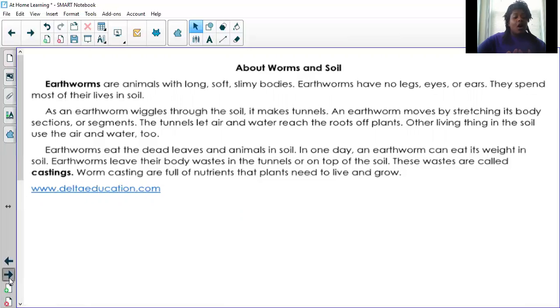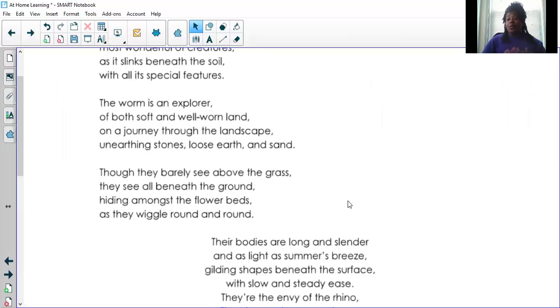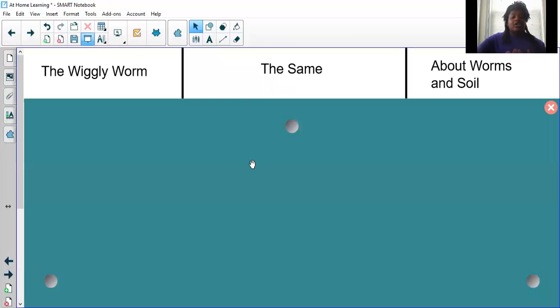Because you guys already read Wiggly Worm yesterday, I'm not going to go over and read it, but I do have it here so I can go back and forth when I create my chart. So for my chart, and you can always go back and look at your packet, your packet gave an example. It put the Wiggly Worm, the same will be in the middle, and then About Worms would be in the third column.